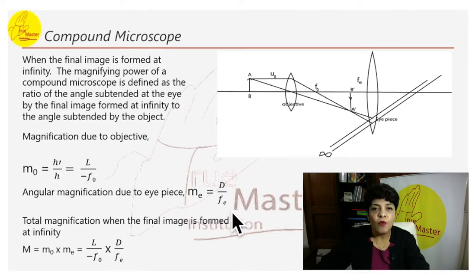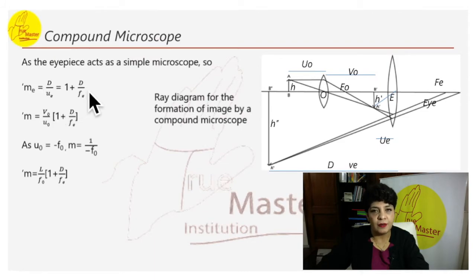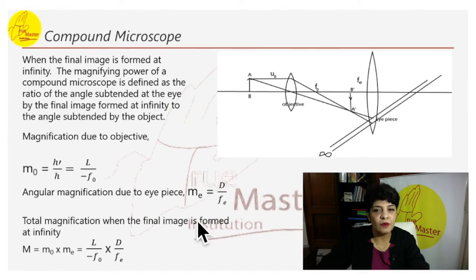Instead of writing 1 plus D by Fe, in case the image is formed at infinity, the magnification of the eyepiece is D by Fe, not 1 plus. So we are going to replace ME with D by Fe. Total magnification is always the product of MO into ME. So the total magnification M, we are going to write as L by minus FO into D by Fe. This becomes our formula in case the image of the compound microscope is formed at infinity.